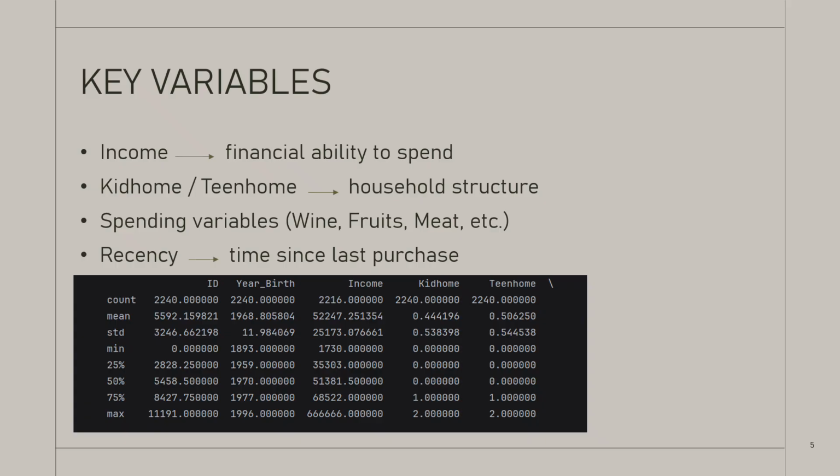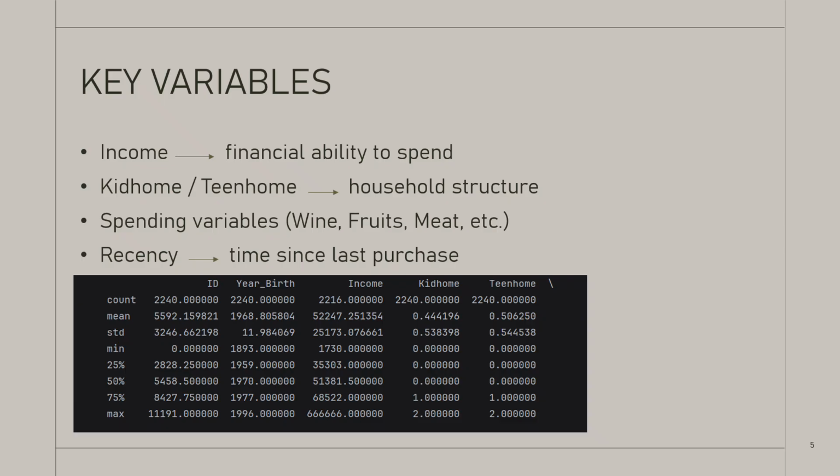Looking at our key variables, in our analysis, we focused on several key variables that we believed would have the greatest impact on customer behavior. Income is one of the most important variables because it represents a customer's financial ability to spend. We also looked at kid home and teen home, which represent household structure, since families with many children have different financial priorities compared to individuals without children.